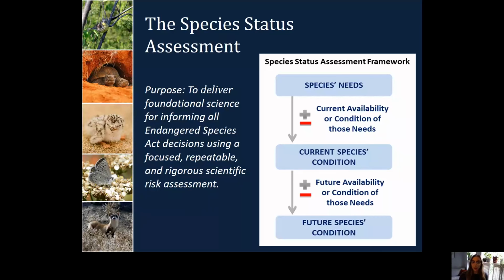These assessments can also be used to inform decisions regarding what's needed for a species' conservation and recovery, what the greatest research needs are, and how public or private actions may affect the species. The species status assessment framework has three phases depicted here on the right. The first is species needs, then species current condition, and species future condition.